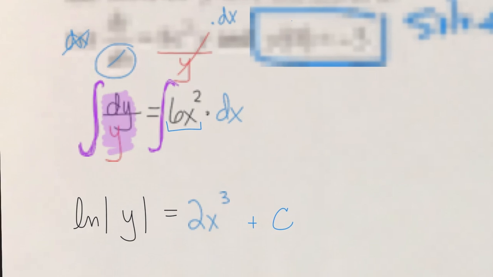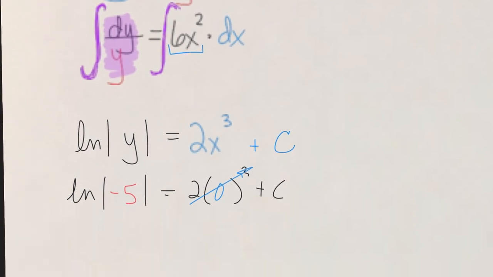Now let's plug in our initial condition. We have an x value of 0 and a y value of -5. So the natural log of the absolute value of -5 equals 2 times 0 cubed plus c. Well, 0 cubed is just 0, so c is the natural log of 5. You can leave that in parentheses or take it out; mathematically it means the same thing. Done, we have solved for c.